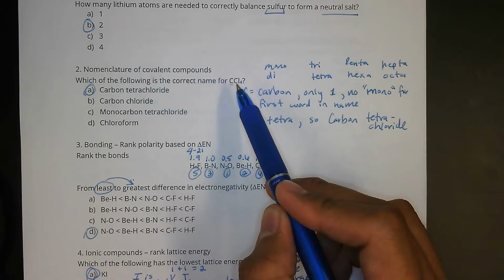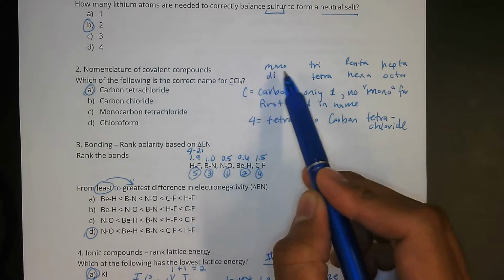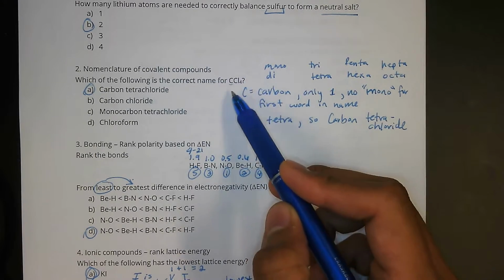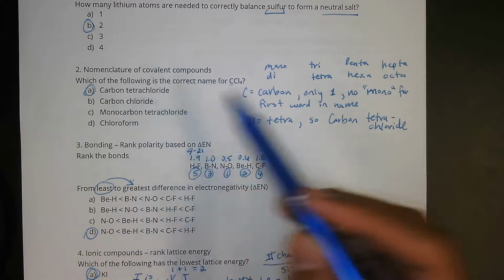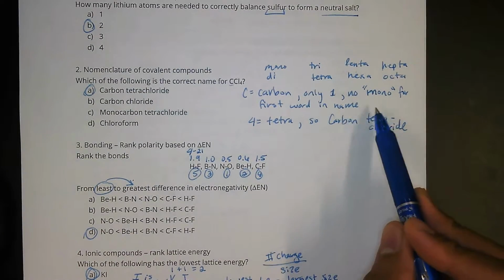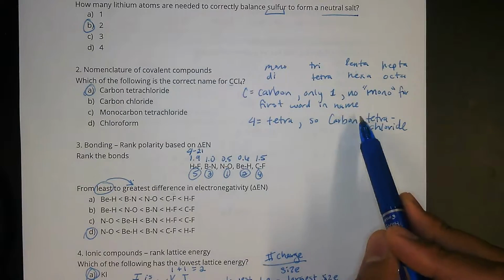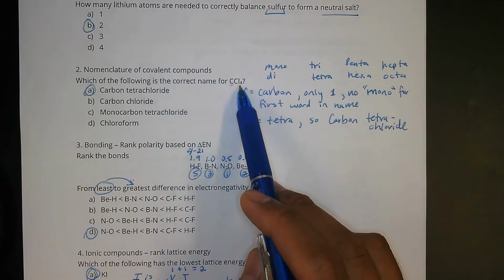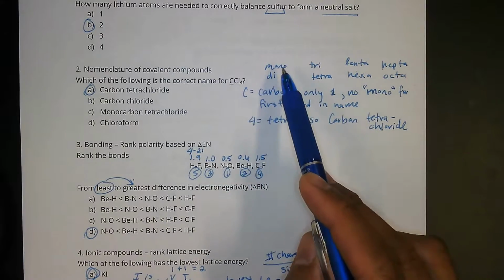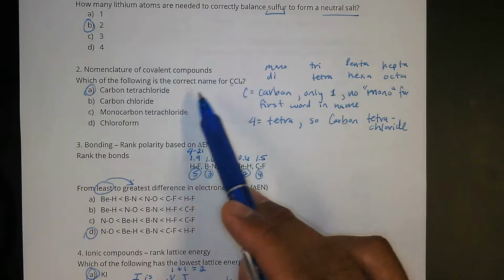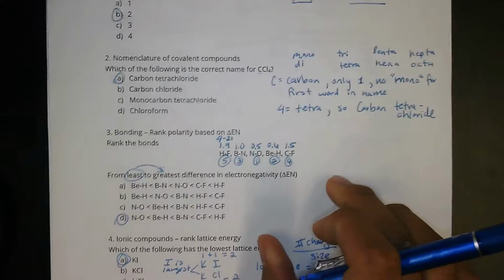If you only had one of the second atom, then yes, you could use the term mono. But in this case, we're talking about the first element, so we would not call this monocarbon like they do in answer choice C. We would just say carbon. There's only one, but you don't use the mono for the first word in the name of the covalent compound. Secondly, you have 4 chlorides. So remember, this is 1, 2, 3, this is 4, so you would call it tetrachloride. So my answer would be A.